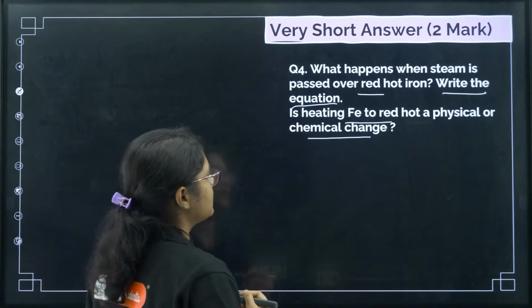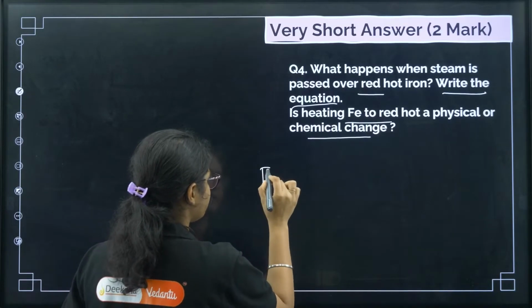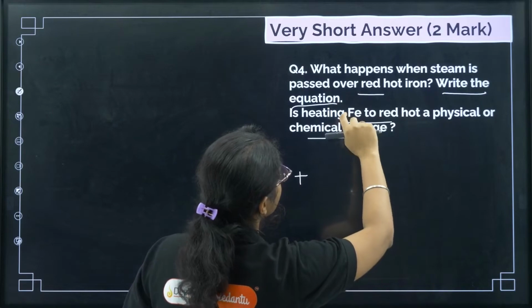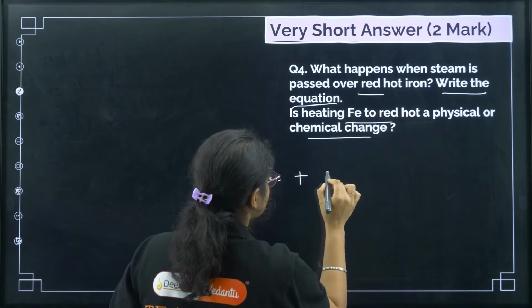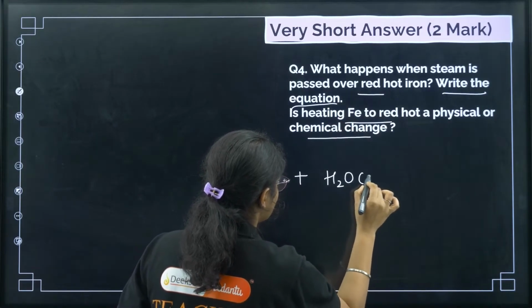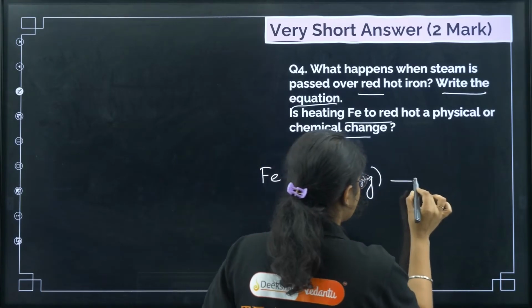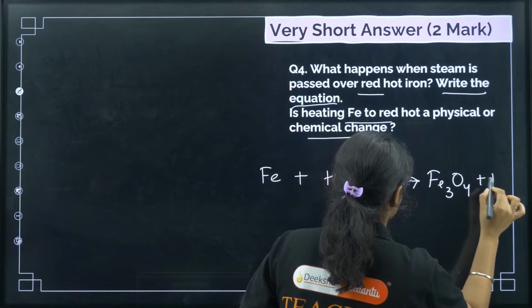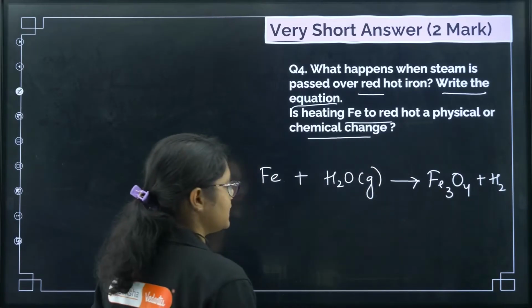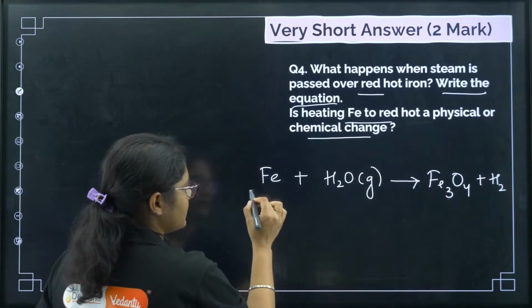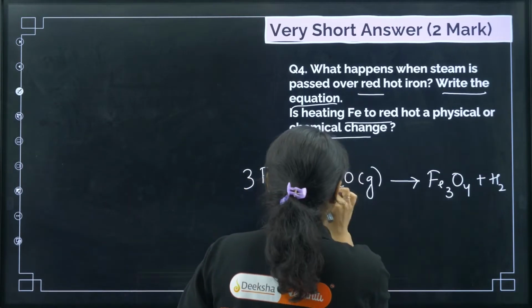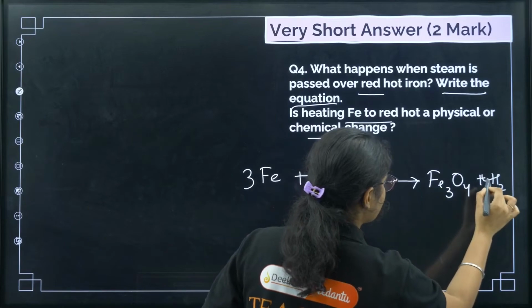So, first we can write the equation. When steam is passed over red hot iron, Fe reacts with steam. Steam means water in the gas form. So, this will give me Fe3O4 plus H2. Remember to balance the equations always. If I want to balance this, I will get 3 Fe, and we have 4 oxygen, and I will get 4 hydrogen.